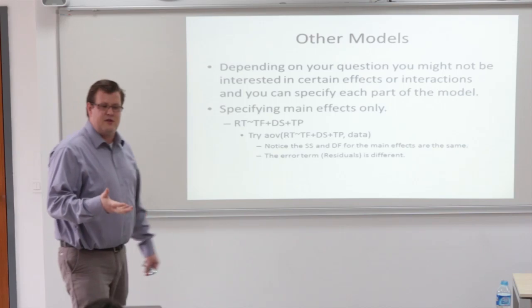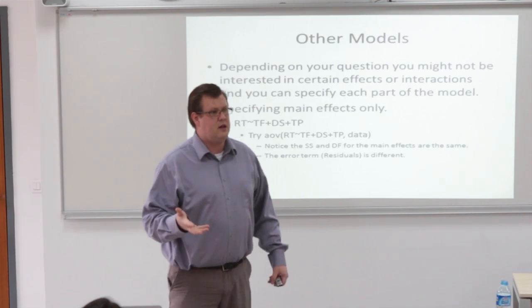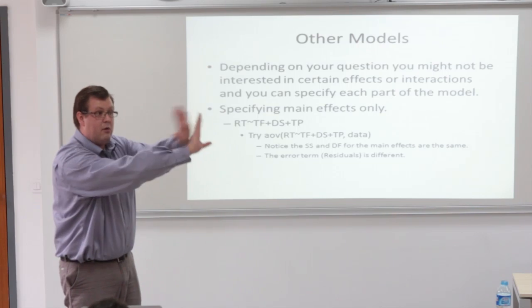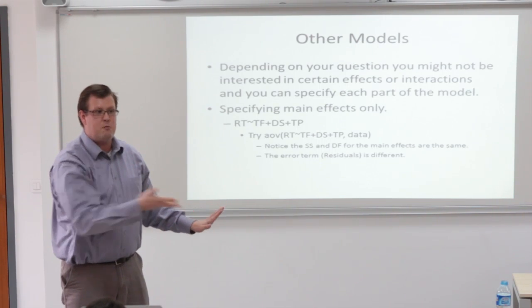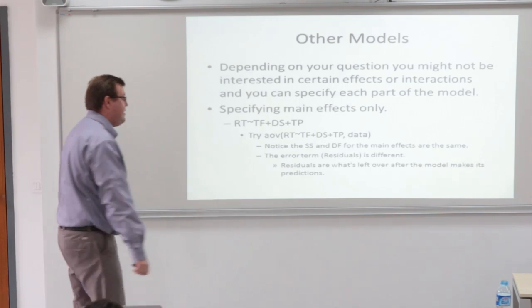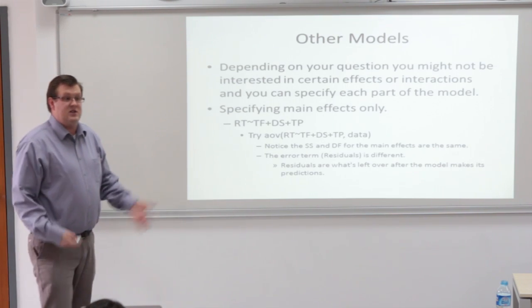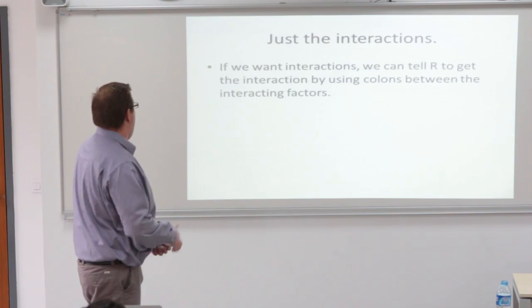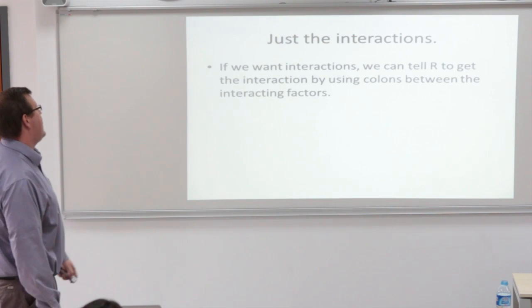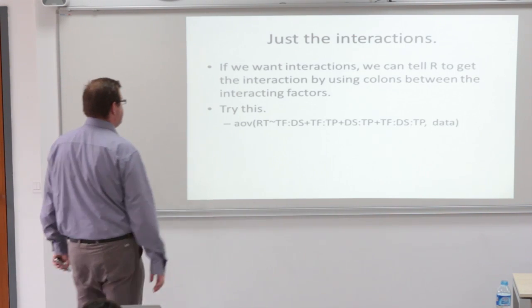Like a residual, think, you take a shower and then you leave, and there's a residue on the shower wall. It's what's left behind. So the residual is basically what's left behind after the model's made its predictions. Those are the errors. Okay, now if we just want the interactions, we can tell it to just get the interactions by using colons. So try this.